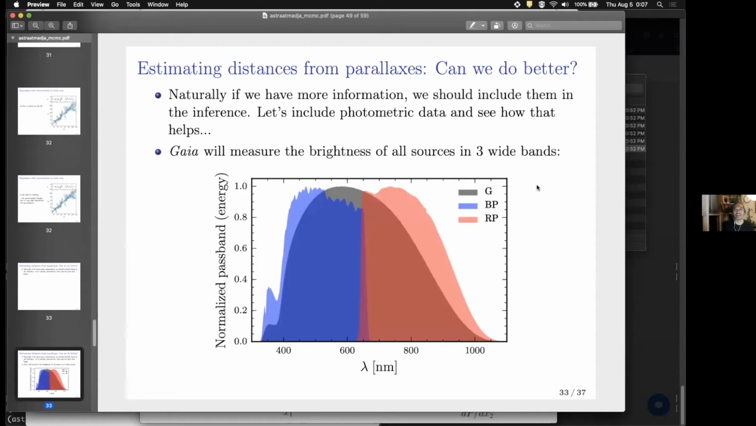I'm going to use Gaia here as an example. Gaia will not only measure positions of a billion stars, but it will also measure their brightness in 3 bands. That's what the bands look like. There's the BP band, a wide filter in blue, and RP is a wide filter in red, and also the G band, which is basically white. It's unfiltered.